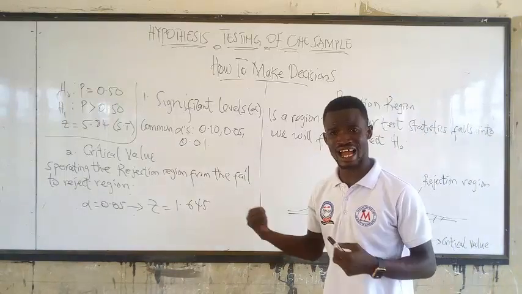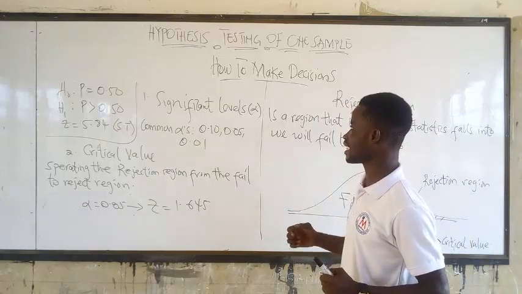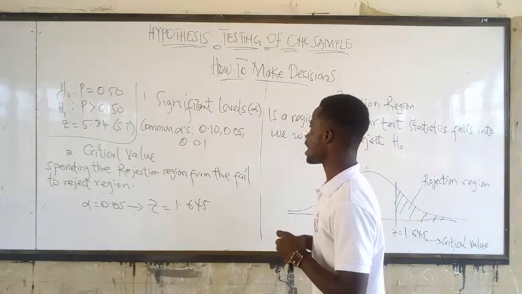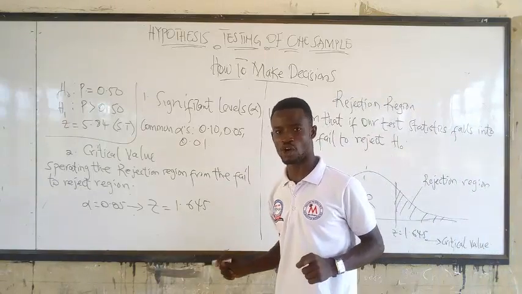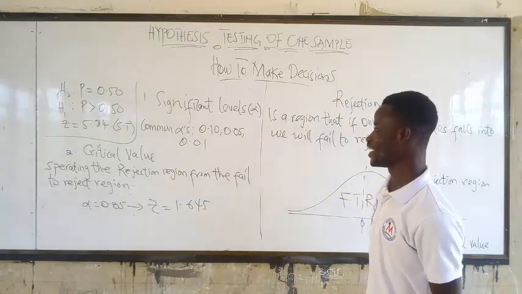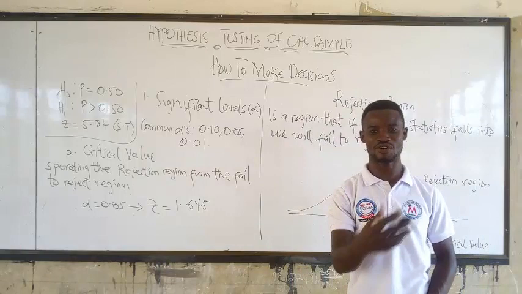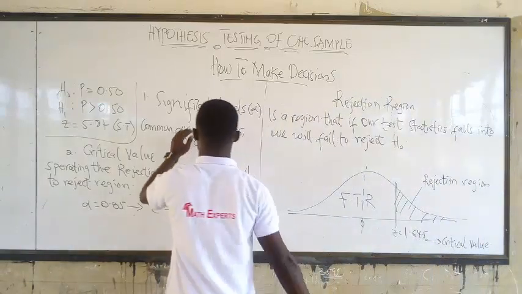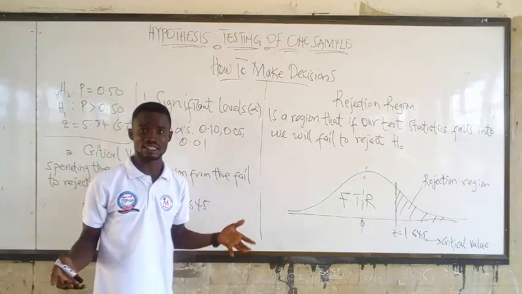Okay, so now let's see how to make the decision. So the first thing to look at is the significance what? Level. The significance level, because you can't make a decision without a significance level and your critical value and all that. So let's move on. So for the significance levels, we have the common ones, as I said.